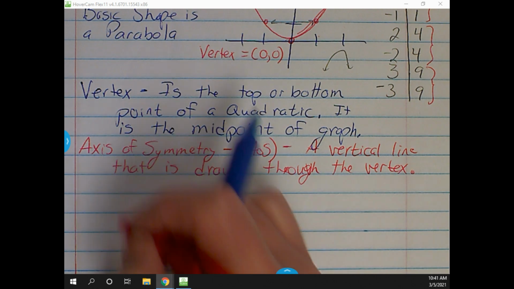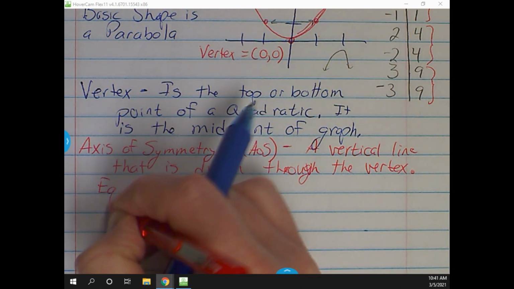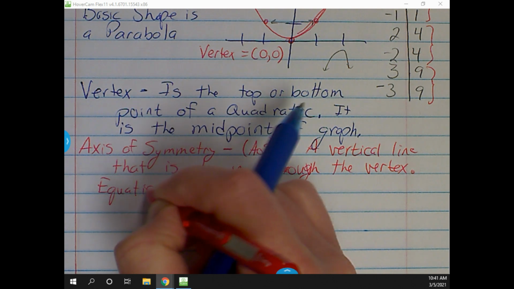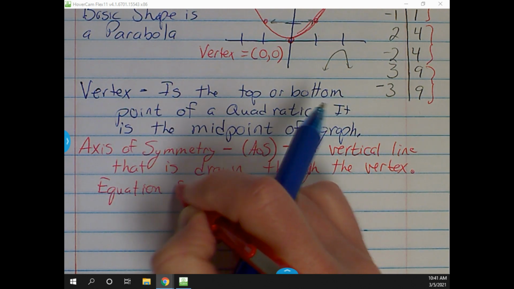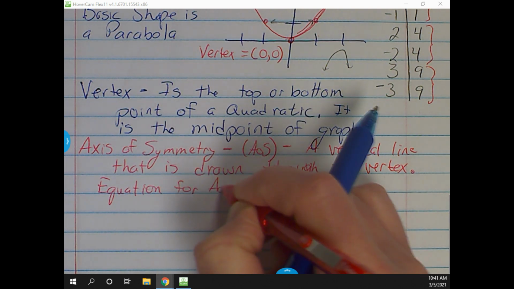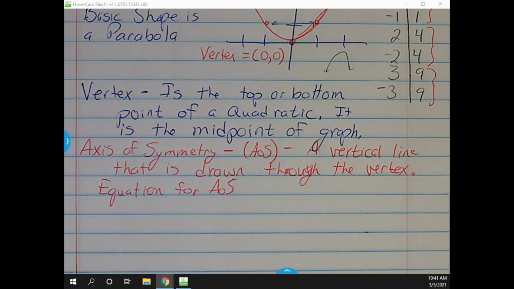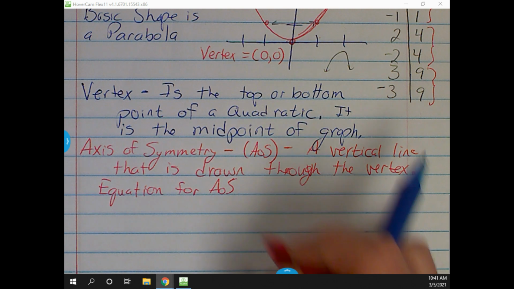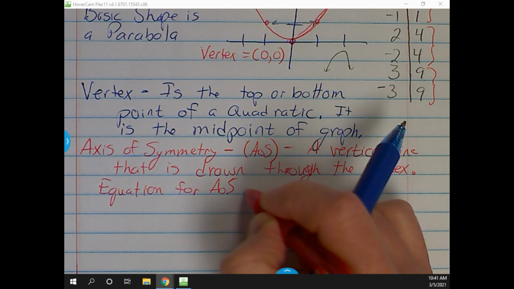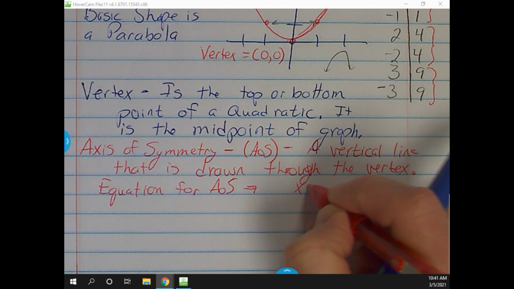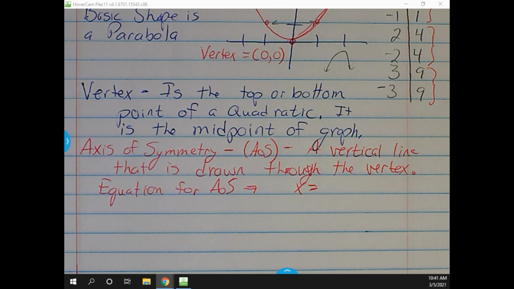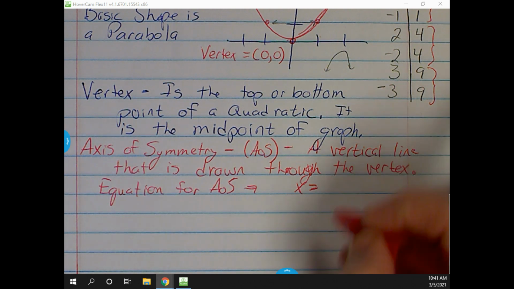The equation for the axis of symmetry. Again, we'll just do the AOS for short here. So the equation for the axis of symmetry is always going to be the exact same thing no matter what we do on these. It's always going to be x equals the x value of the vertex.